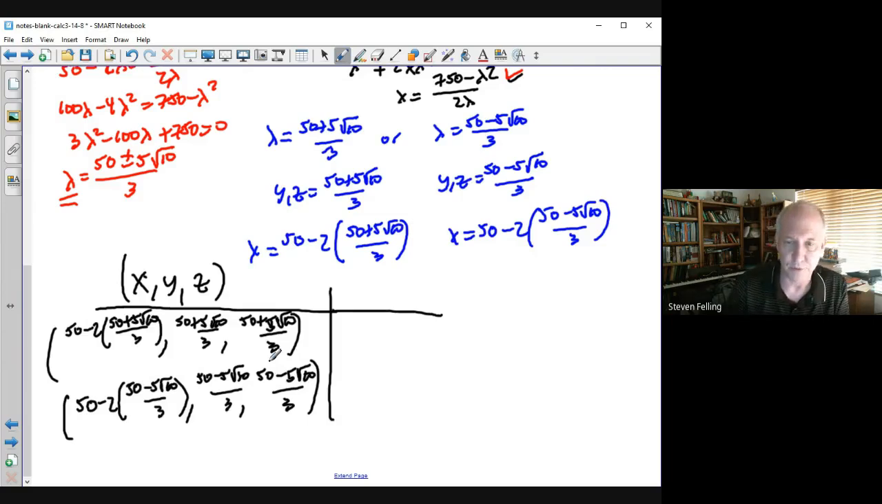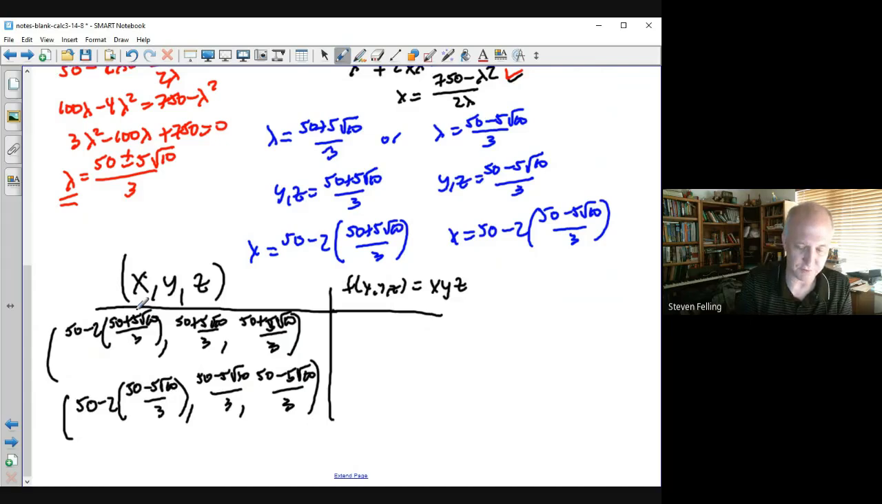So the original function was x times y times z, right? So I'm just going to multiply these three things together. I guess I need to have the actual numbers. Let me get decimal equivalents for each of these. So 50 plus 5 times the square root of 10. And all we're doing is just filling this out. So you don't need to watch the rest of this if you don't want to watch me struggle to get a decimal answer here. But this is the method of Lagrange multipliers.